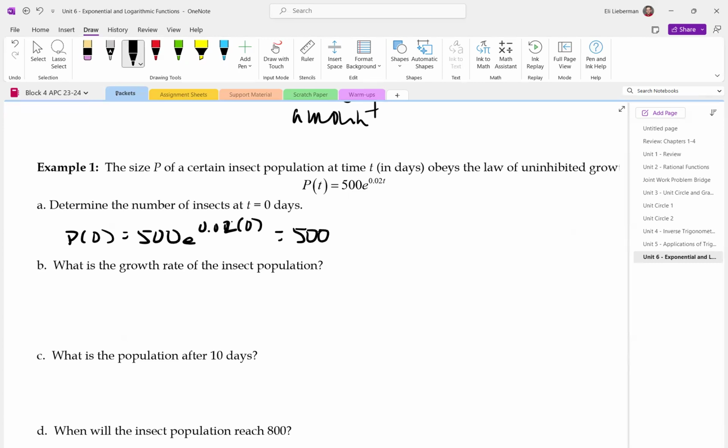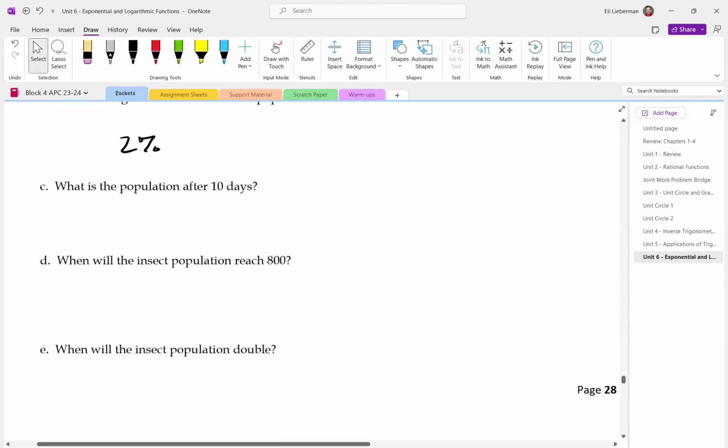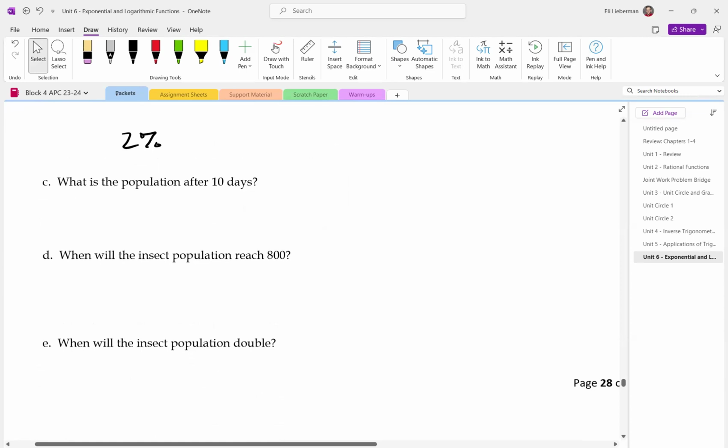What is the growth rate of the insect population? Normally we talk about percent. You could say the rate is 0.02. Normally it's given in percent, so 2%. The population after 10 days, I'll give you a moment to finish C, D, and E.